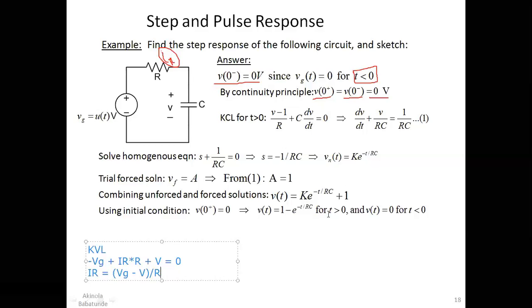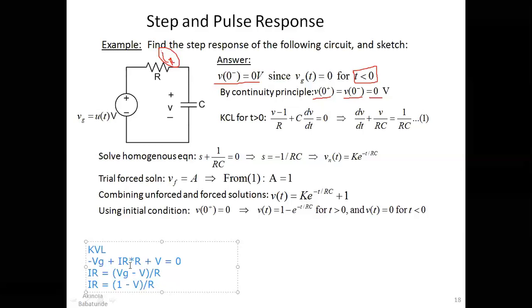Then don't forget that our VG is a step response. So VG for t greater than 0 would be equal to 1. This means you can easily say that our IR would be equal to 1 minus V, all divided by R. So you have IR equal to 1 minus V divided by R. So we know this current right now.